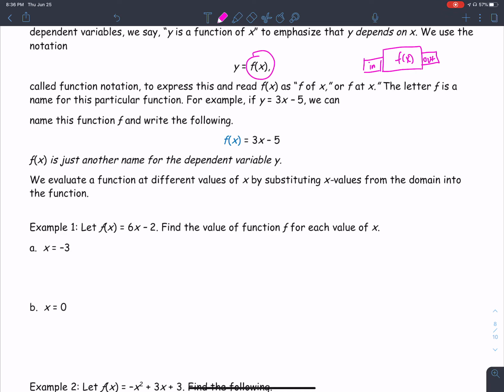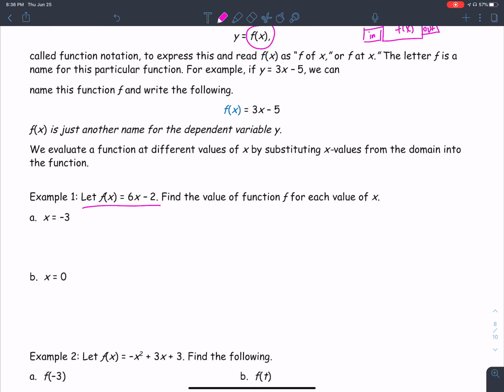So it says let f of x equal 6x minus 2. Find the value of the function f for each value of x. So this says find x equals negative 3. What we're going to do is plug in negative 3 for x, and we get negative 18 minus 2, so we get negative 20. Now if you don't know how to put that in a calculator, remember you have to hit 1, then 8, then that plus minus button that changes it negative. Then subtract 2, and that should give you negative 20. So you have to make it negative afterwards.